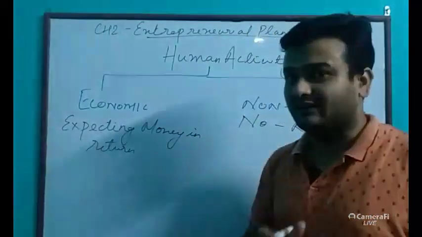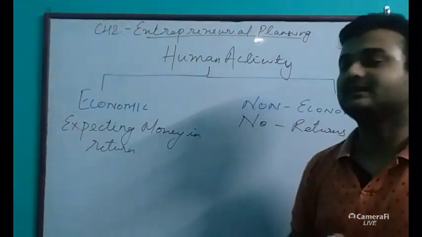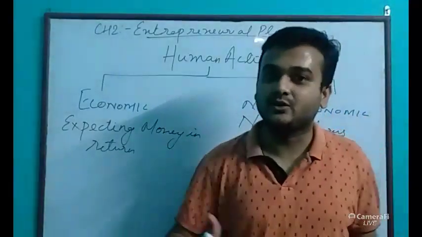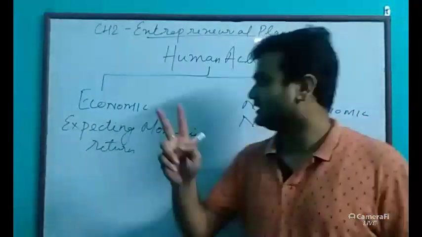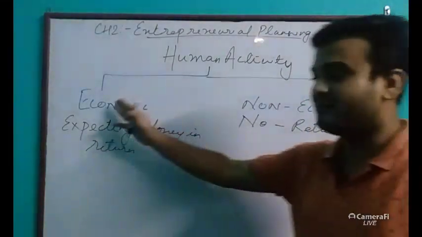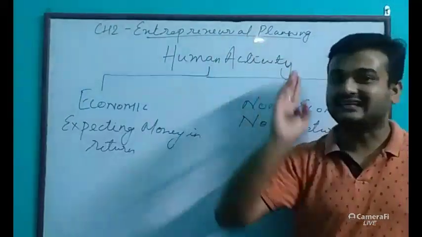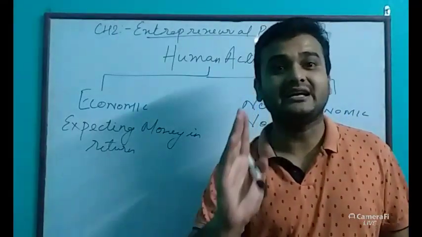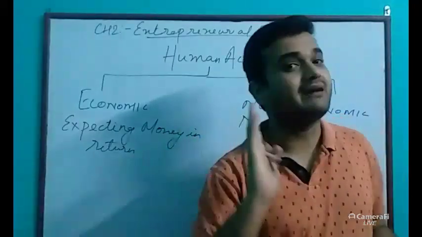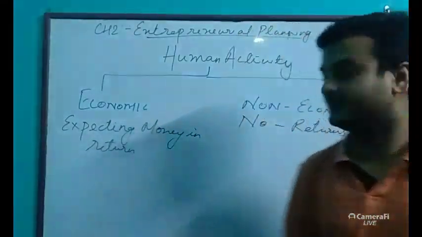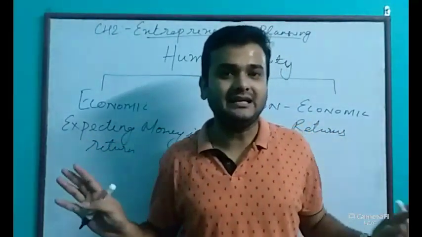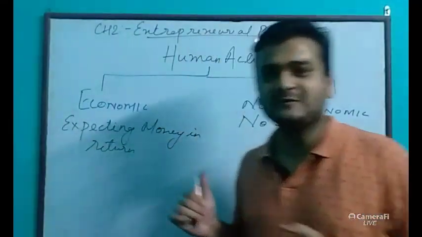But before that, we'll start with this topic, human activity. Human activity has two parts. Any activity that we are doing is categorized in two parts: number one is economic and number two is non-economic. Economic is any activity in which you are expecting money in return. And non-economic, you don't expect any return. Understood? Please copy this down.